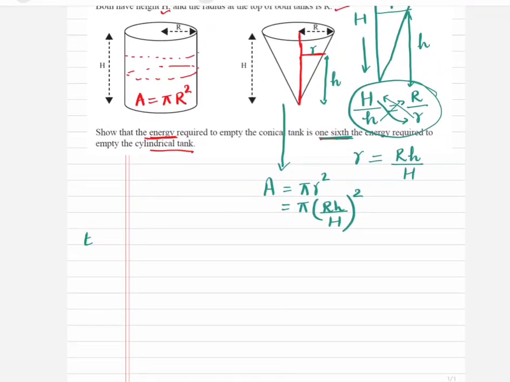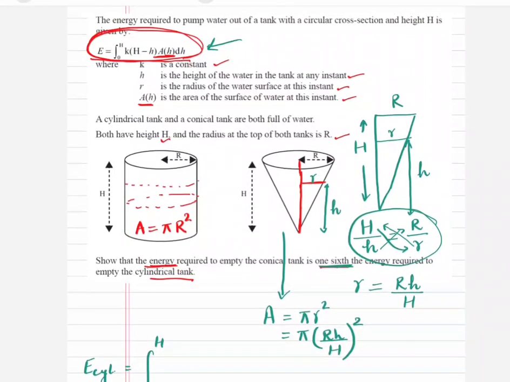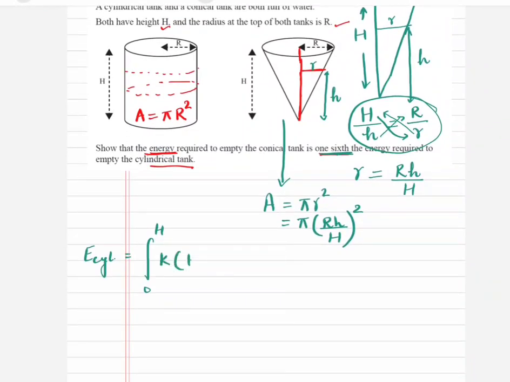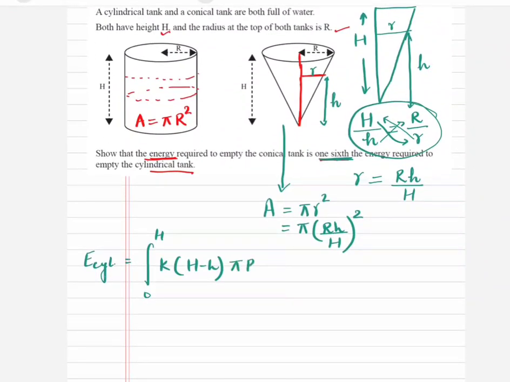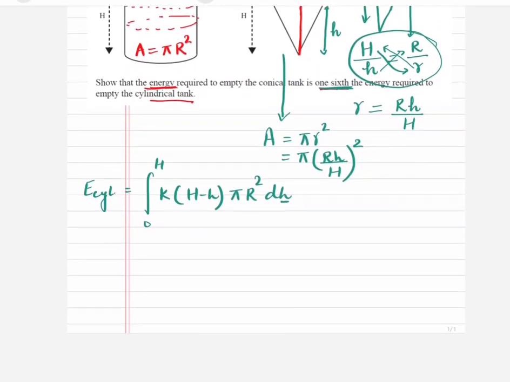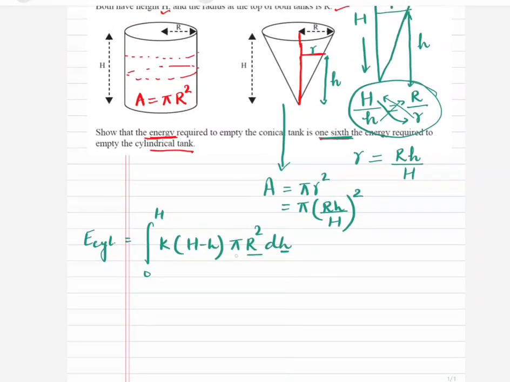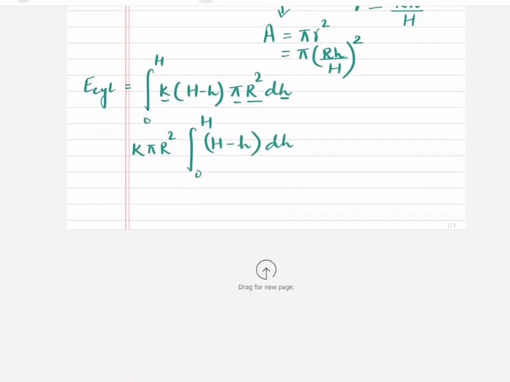So let's do that. First let's do the energy of the cylinder, which is equal to the integral from 0 to H. Let's write the equation: k times (capital H minus h) times area. For the cylinder, the area is pi capital R square, dh. The only variable we are integrating with respect to is h, everything else is constant for us. So anything else that is constant, bring it outside the bracket: pi R square, integral 0 to H of (H minus h) dh.